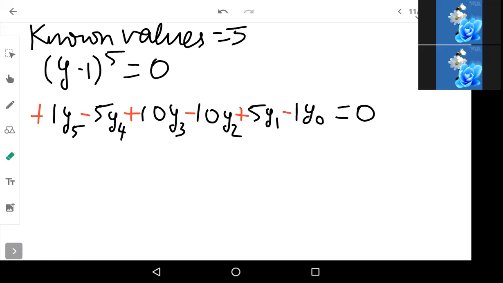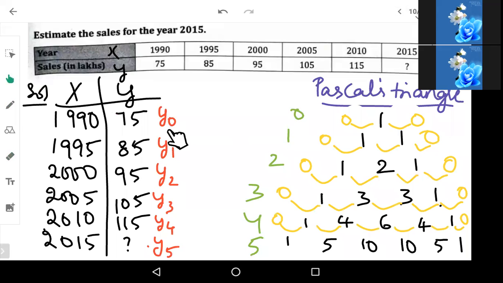Now in the next step, we have to substitute the numbers. Now if you see here, from y0 to y4 you have the numbers. For y5 you don't have a number. So in the place of y5 we will keep it as it is, y5 only. In the place of y4, 115. In the place of y3, 105. In the place of y2 it is 95. In the place of y1 it is 85. And in the place of y0 it is 75.